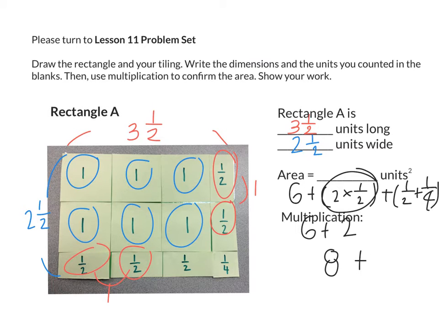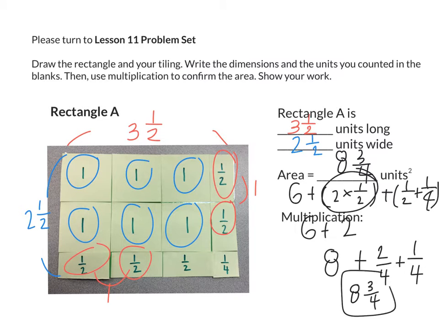Well, I can't add them because I don't have common denominators. But I do know that 1/2 is the same as 2/4, right? So I can use common denominators like that. So what's 8 plus 2/4 plus 1/4? 8 and 3/4. So the area is 8 and 3/4. What kind of units? Square units. Very good. Now, let's check our work using multiplication.